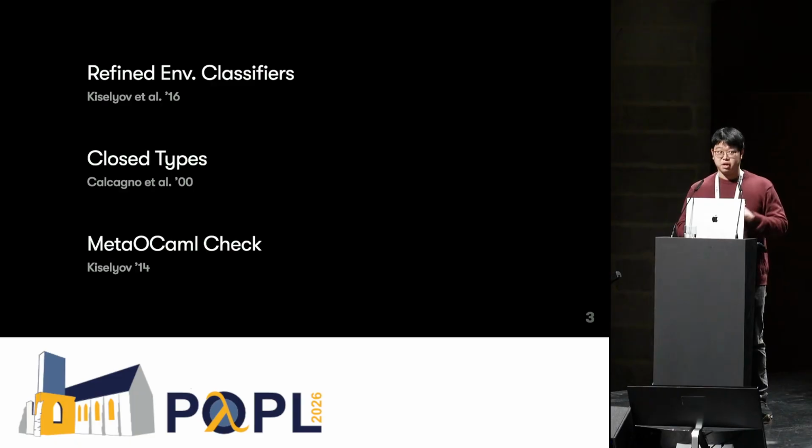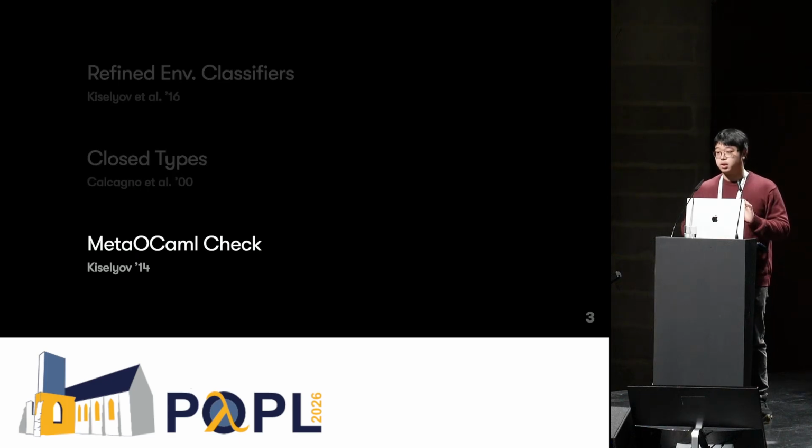There are various ways of solving scope extrusion. It's a well-studied problem. The first two of these, refined environment classifiers and closed types, are static prevention techniques, and the last of these, the MetaOCaml check. MetaOCaml is a runtime metaprogramming system for OCaml, and that's a dynamic check. We knew that we wanted a dynamic check because we didn't want to mess around with the OCaml type system. And we could have picked this and just taken it off the shelf, and that would have been fine, I guess. But instead, I had to ask a question.